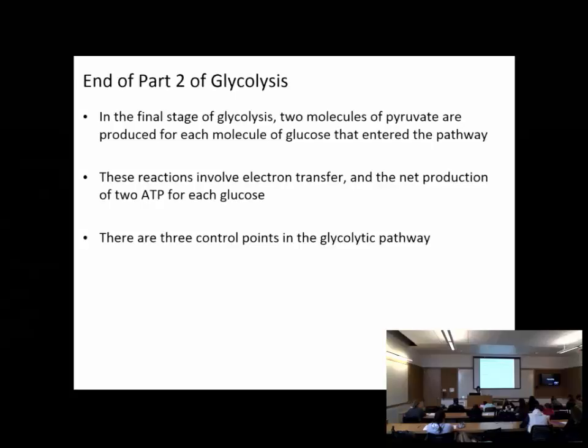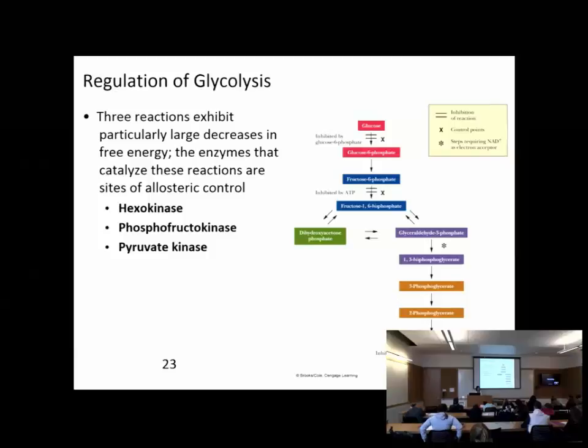Why do you think we need control? Why would we need to control these reactions? Specifically these. Why would we need to control the ones in stage 1? Well, yeah, we don't want to be making energy, but also here we're investing ATP. So we're using energy.